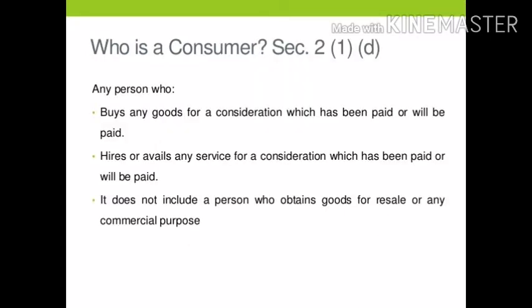Once more, who is a consumer? Any person who buys any goods for a consideration which has been paid or will be paid, hires or avails any service for the consideration which has been paid or will be paid. It does not include a person who obtains goods for resale or any commercial purpose.